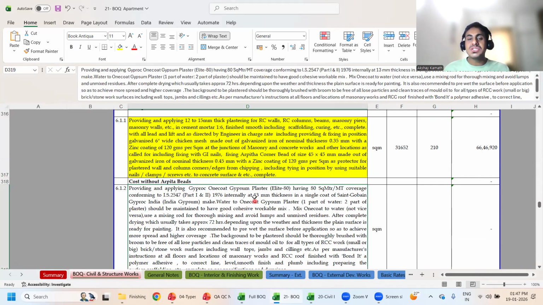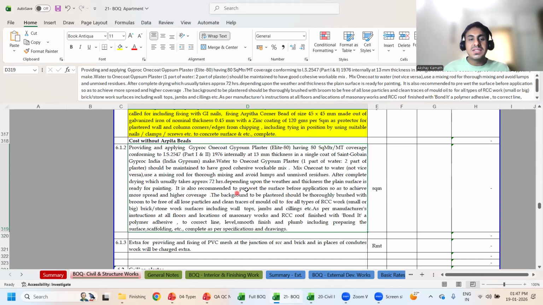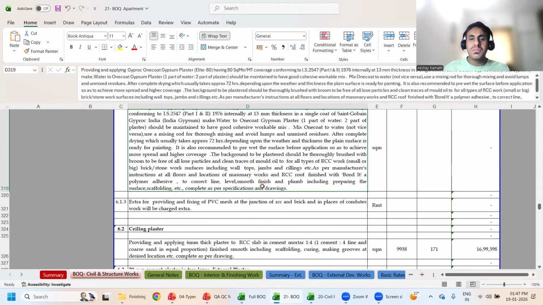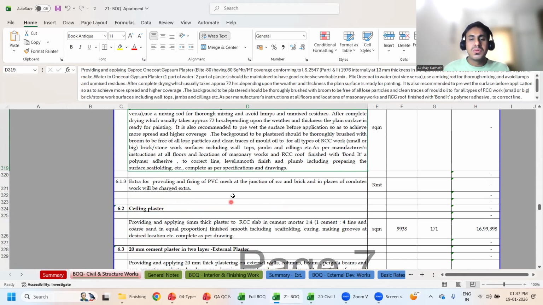This is for your plaster. This is for a gypsum plaster. I explained about gypsum also, no? Here he has given for the gypsum also. Okay. I have given you all this BOQ. Just go through this. You'll get good knowledge from the BOQ.